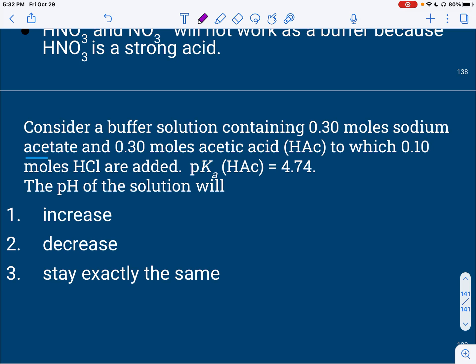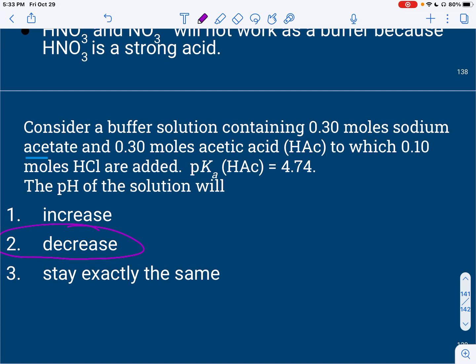Okay, consider a buffer solution containing 0.3 moles of acetate and 0.3 moles of acetic acid, to which 0.1 moles of HCl are added. The pH of the solution will decrease. We're adding acid. Okay? Even if it only goes down a little bit because it's a buffer, it still goes down. It's going to go down a tiny, tiny bit, but your answer is going to be decrease because the opposite is stay exactly the same.